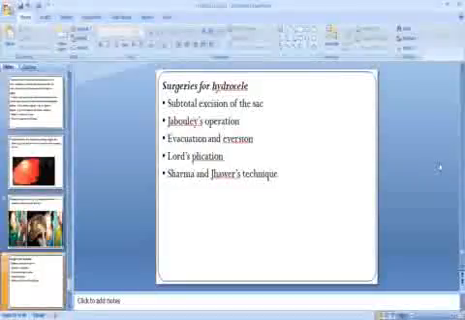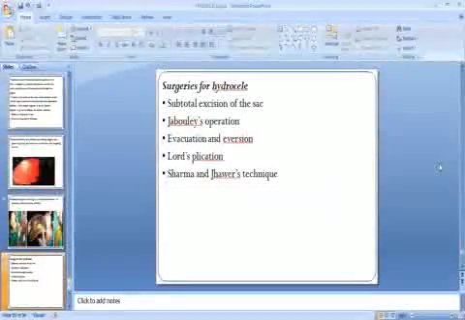So when the surgery is for the hydrocele, subtotal excision of the sac, Jaboulay's operation, evacuation, eversion. This is all about the hydrocele.